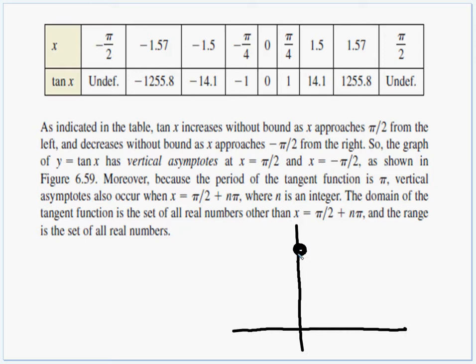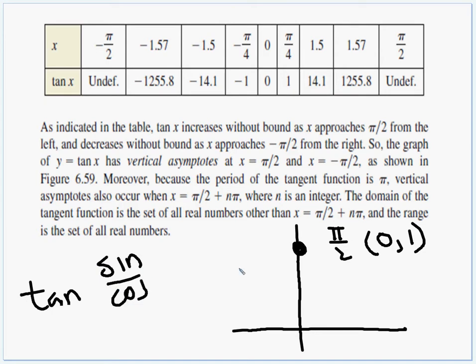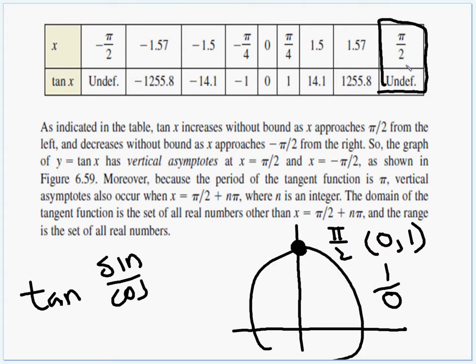Here is pi over 2 on the unit circle, and that point is (0, 1). And remember that tangent is sine divided by cos. So up here, our sine value is 1, our cos value is 0, and then that would be undefined. So up here at the top of the unit circle at pi over 2, tangent is undefined. But what is it doing as we get closer to that undefined value? Well, half pi is 1.57, and it keeps going on and on forever.